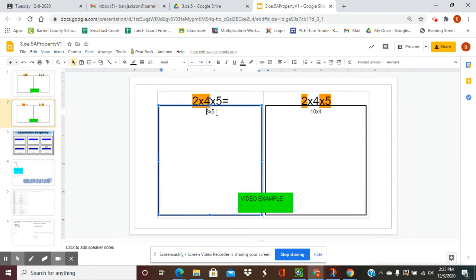Okay, so now come back to this problem, 8 fives. I'm going to skip count by 5s 8 times. 5, 10, 15, 20, 25, 30, 35, 40. And on this side, I'm seeing 10 fours. I'd rather do 4 10s. 10, 20, 30, 40. Yeah, so I got the same answer both times. Now let's talk about what you're going to do today.